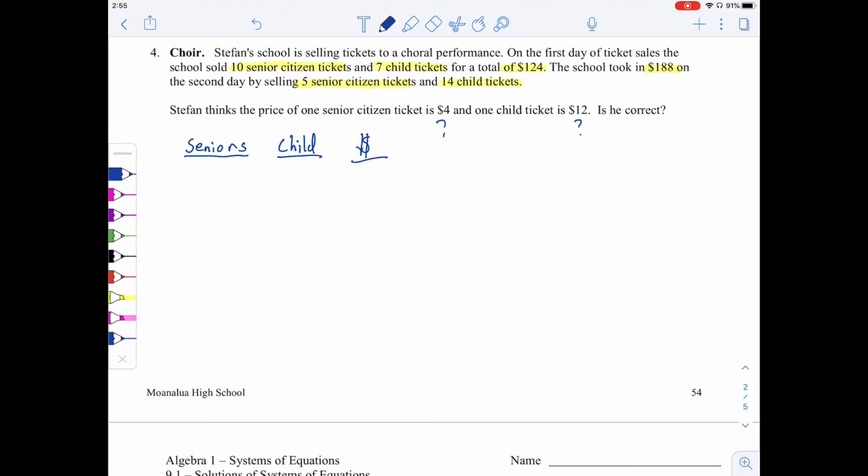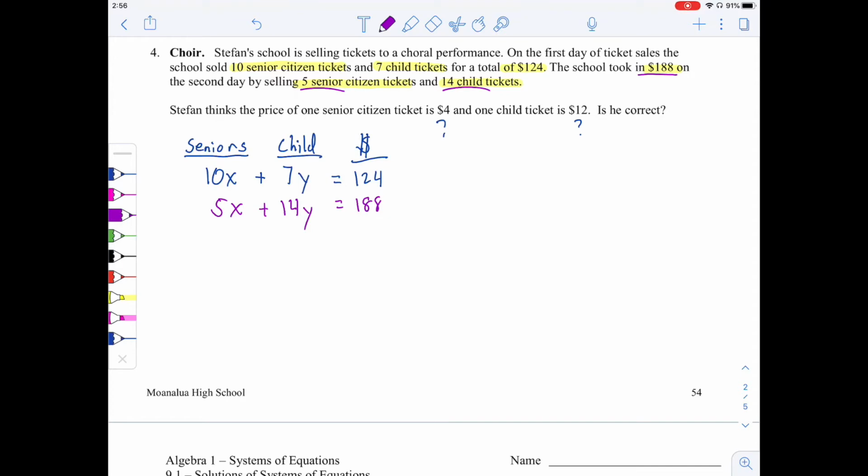So we're going to set up our system, right? We have 10 seniors, so 10x, plus 7 child tickets, so 7y. Use x and y, and that turned out to be $124. Then if we look at the next one, the school took in $188 on the second day, so this is going to be $188. 5 seniors, so 5x, and 14 children.